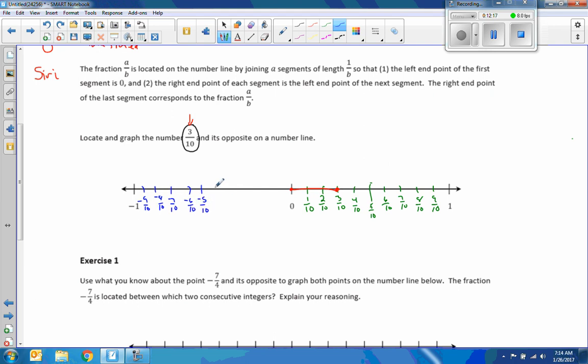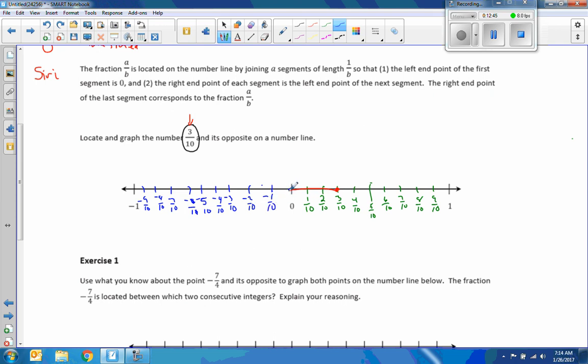Okay, and then do the same over here. 4, 3, 2. Okay, so here would be 1, 2, 3, 4, negative 4/10, negative 3/10, negative 2/10, negative 1/10.